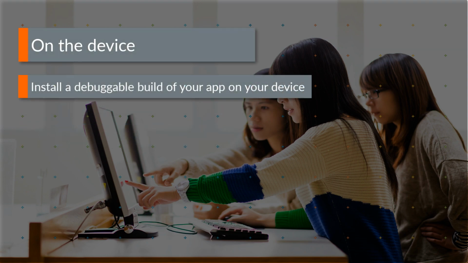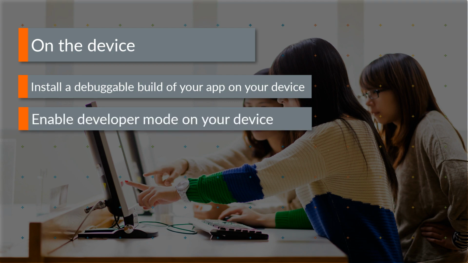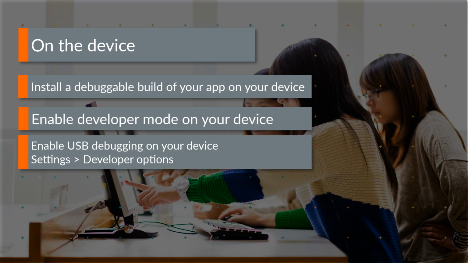Ensure that the app you want to profile is marked as debuggable in the Android application manifest. Build your app and install it on your device. Lastly, you'll need to put your device into developer mode and enable USB debugging.